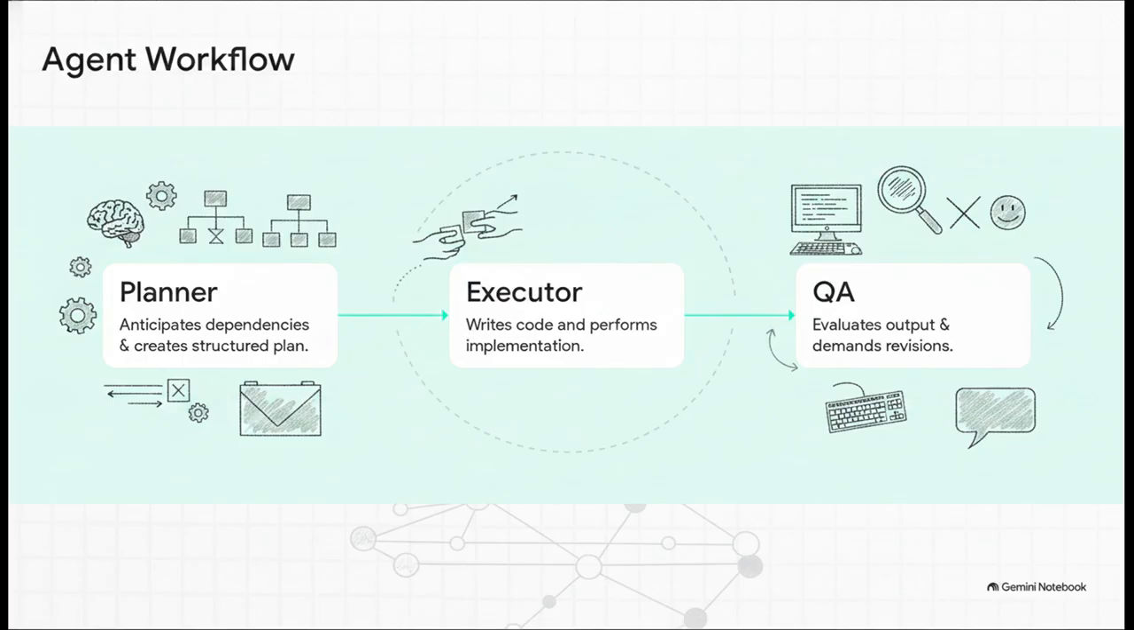Step 1 is the planner agent, who breaks the task into deterministic steps and anticipates dependencies. Step 2 is the executor agent, the real doer, who writes the actual code. And Step 3 is the QA agent, an adversarial persona that evaluates the output and literally demands revisions if your rules aren't met. It is exactly like managing a mini engineering team right inside your laptop.